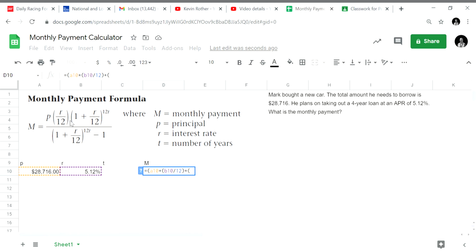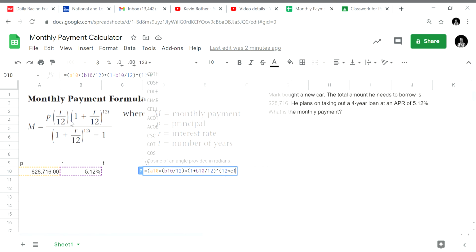So now in parentheses, it's going to be 1 plus R divided by 12. R is cell B10. And we're going to divide by 12. And we're going to close that parentheses. We now have an exponent. And the exponent is 12t, so let's put that exponent in parentheses. 12 times t, which is cell C10. C10. And let's close that parentheses for the exponent. Let's close the parentheses for the numerator.